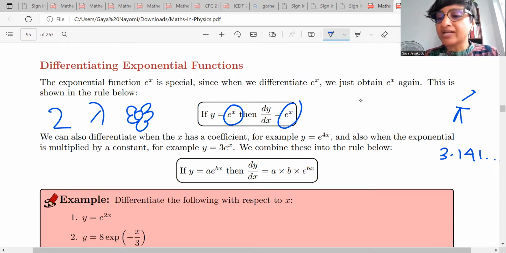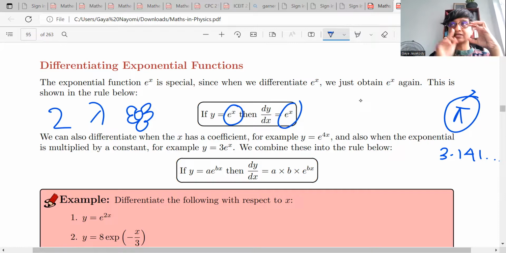And you can't write it as a fraction. There is no exact fraction that represents this. So that's why you use a symbol for it. But the symbol represents an exact number. So those are called irrational numbers. And E is a number like that.